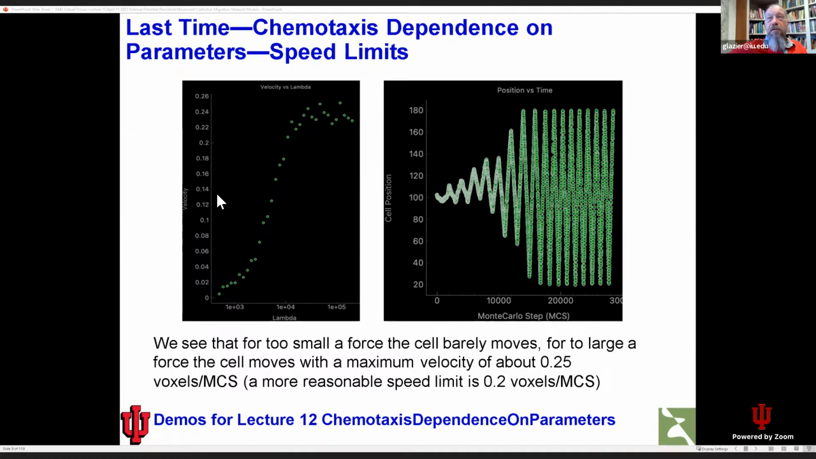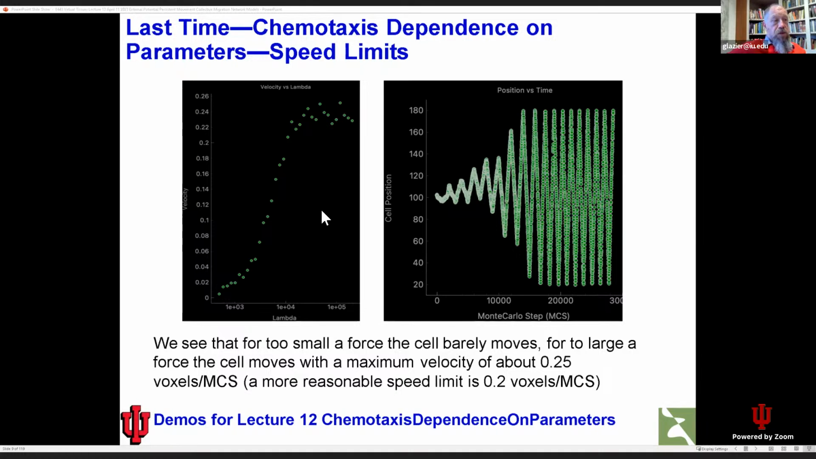If you look here, the velocity is in units of voxels per Monte Carlo step, and you'll see it saturates around 2.24. So the fastest a cell can move is about 2.24 voxels per Monte Carlo step. In practice, you want to stay below that, and so you should look for 0.2 voxels per Monte Carlo step or a little bit less.